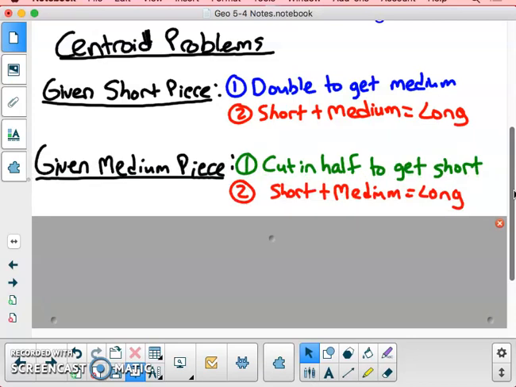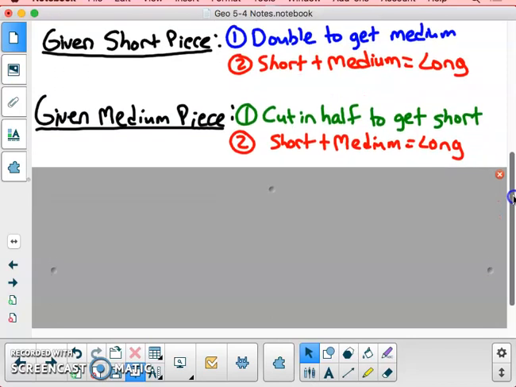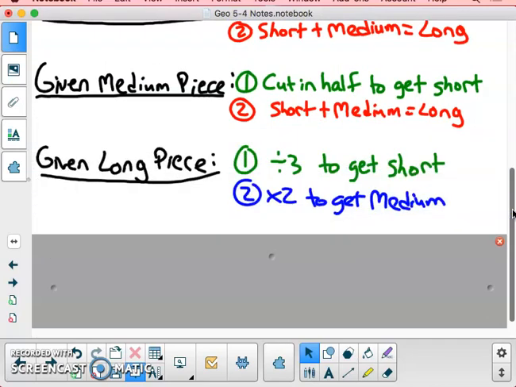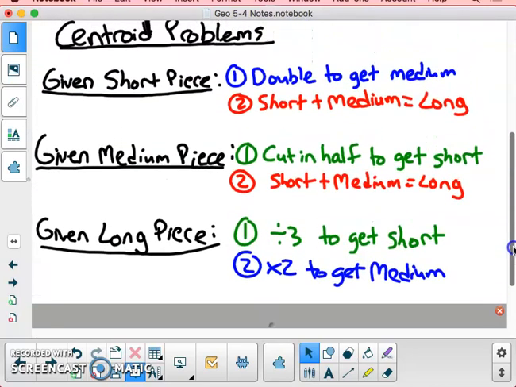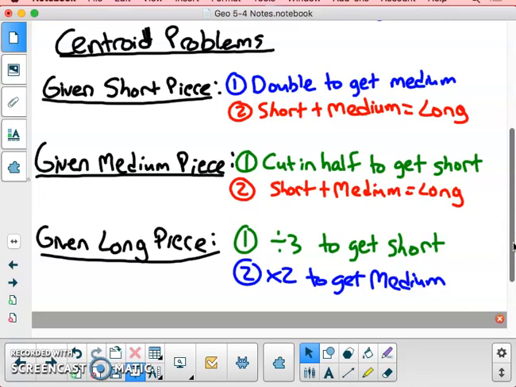If they give you the medium piece first, you can cut that in half to get the short piece. You'll need the short piece to get the long piece. So given the medium piece, you cut it in half to get the short piece, and then do short plus medium to get the whole thing, or the long piece. Lastly, if they give you the long piece first, you divide that by 3 to get the short piece, then take that short piece times 2 to get the medium piece. That's in a nutshell how you can do any centroid problem.